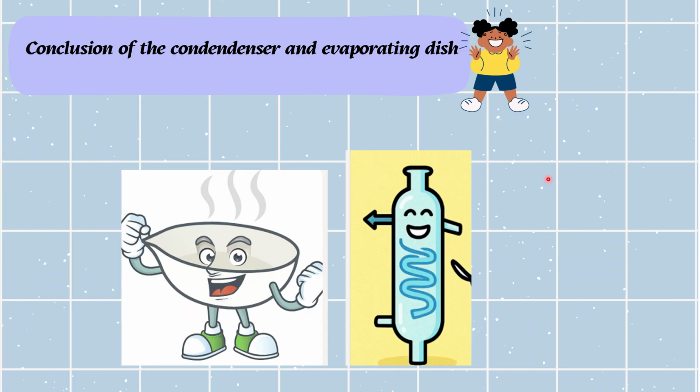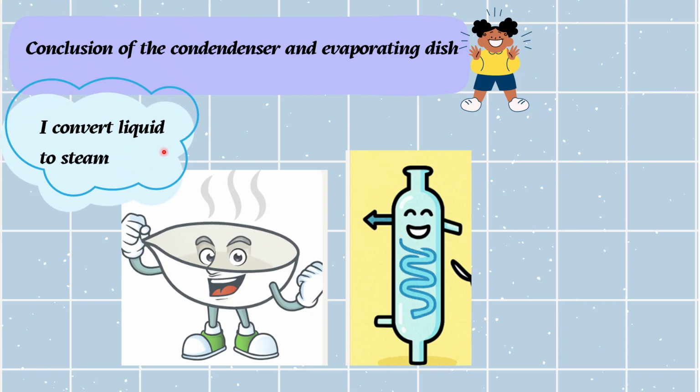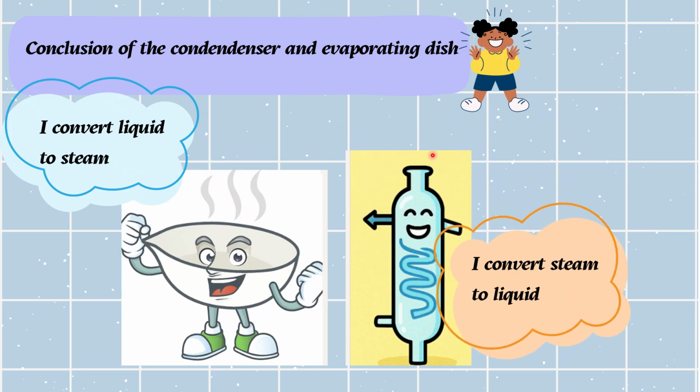Now there is a conclusion. Since we have learned about an evaporating dish and also about the condenser, let's conclude the concept. Always remember that the evaporating dish converts liquid to steam, and the condenser converts steam to liquid. This is the exact point of difference between the evaporating dish and the condenser. Hope you have understood it very well.